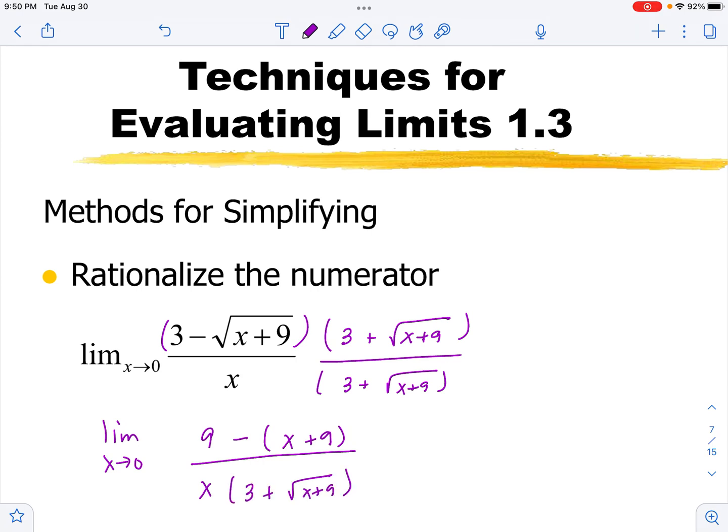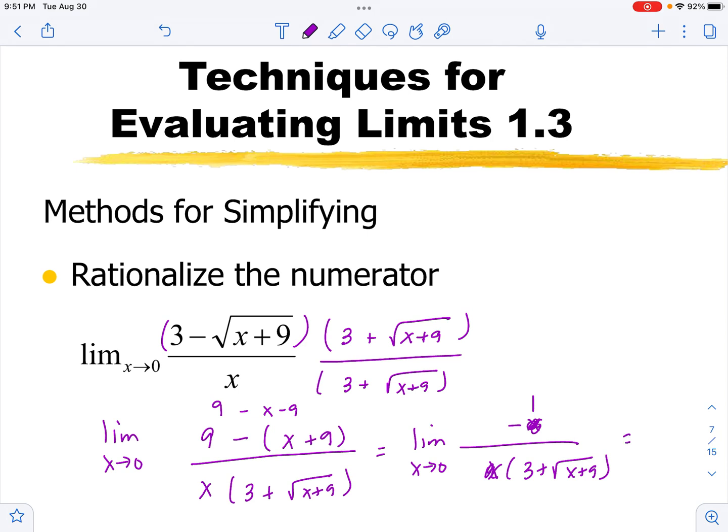Again, I'm not multiplying the denominator out. I do need to distribute. When I distribute, notice I'm keeping my notation. I would have, and I'm going to write it above so I'm not wasting a bunch of space, my 9 and my negative 9 will cancel, so I have negative x over x times 3 plus the square root of x plus 9. What happens here, again, we have like terms. My x's will cancel. That leaves me with a negative 1 in the numerator.